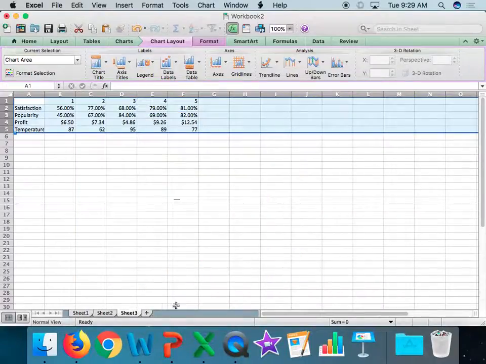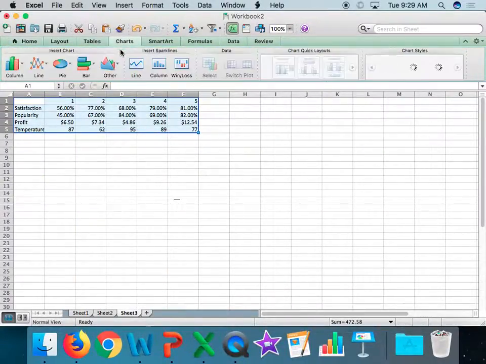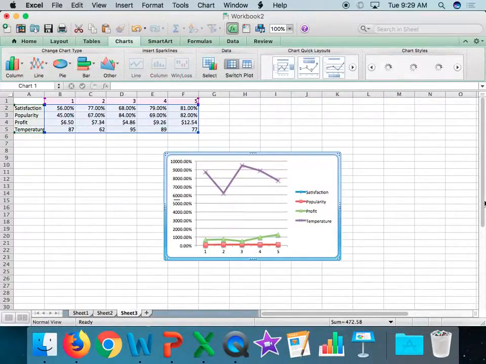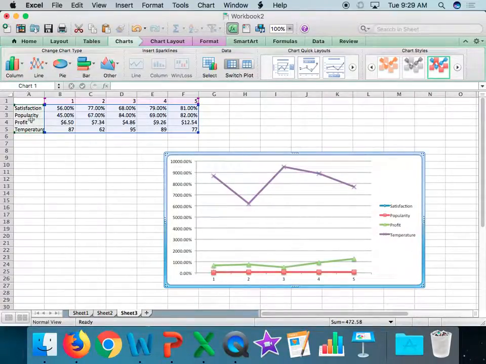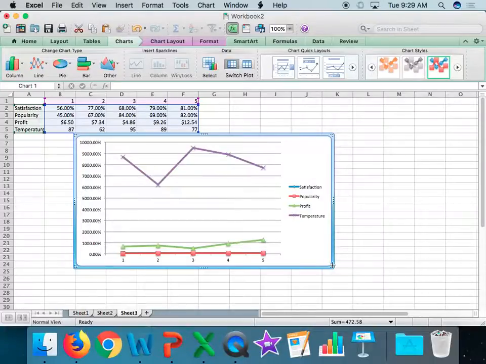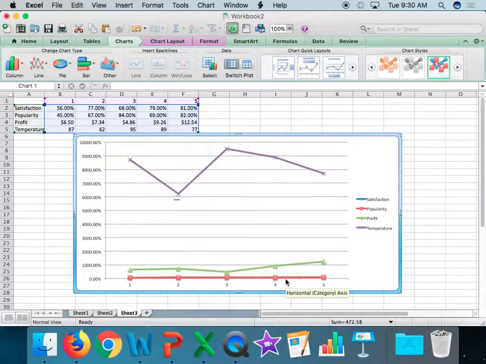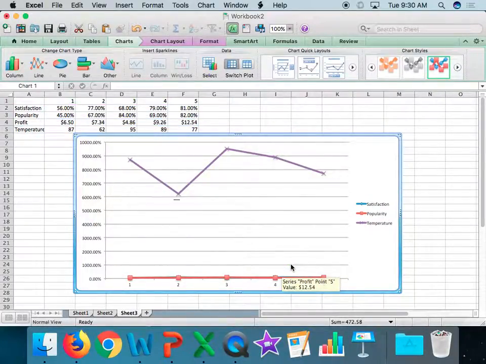Last sheet. Come in here, chart, line graph. Let's say I don't want to delete it from here. Another way to delete them, probably the easiest way, but I always like to show you a few different ways to do it. Click on the line, hit delete. Gets rid of it.